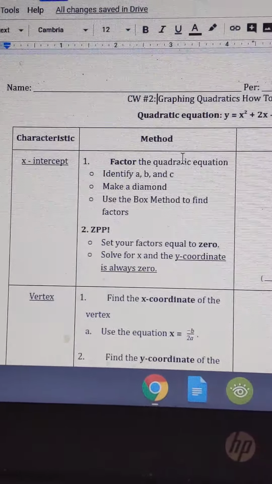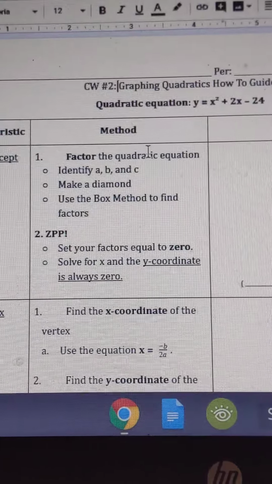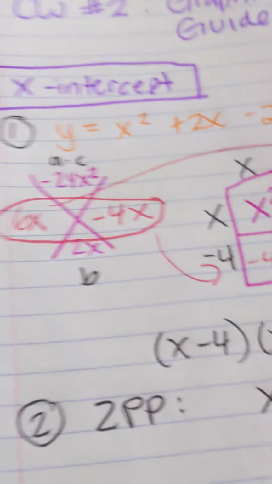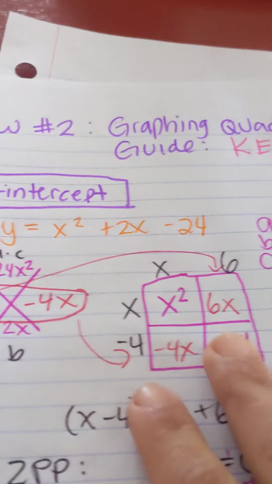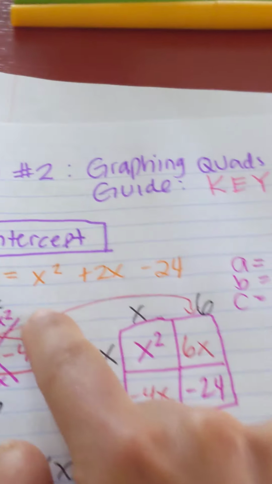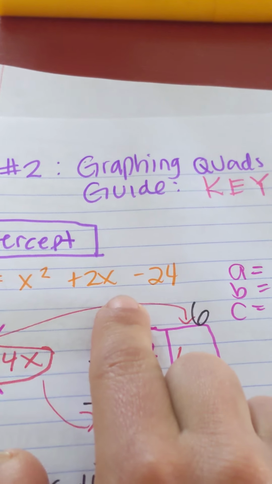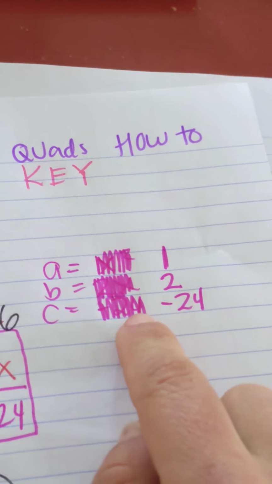Okay? With that being said, x-intercept method. Remember, we're going to factor the quadratic equation. This is what we did in classwork 5 and 6. You need to identify your A, B, and C value, make a diamond, and use the box method. Okay? So we're going to go to my work right now. I already completed it. The equation that we're going to do is x squared plus 2x minus 24. So we have to figure out our A, B, and C.